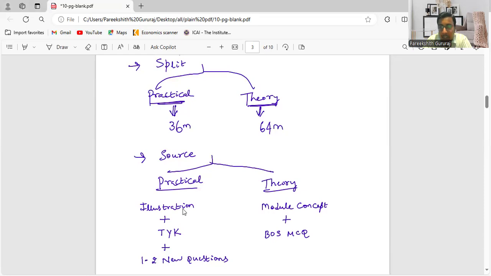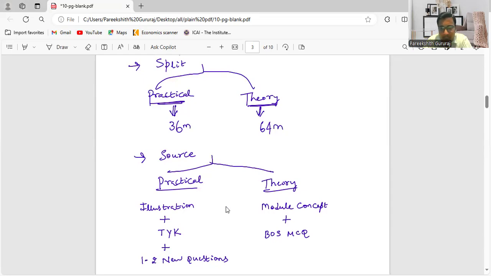From the practical front, it was from illustrations or the test your knowledge questions, barring two questions, one from standard costing and one from JIT, just-in-time. These two were a bit new in terms of adjustments. The balance of the other questions were thoroughly from the module.